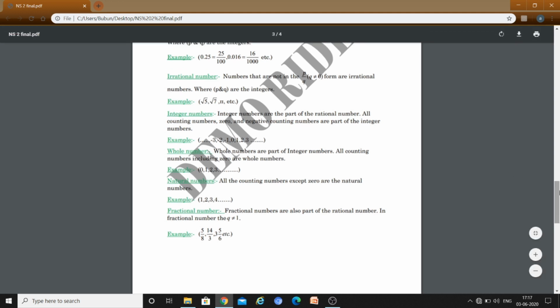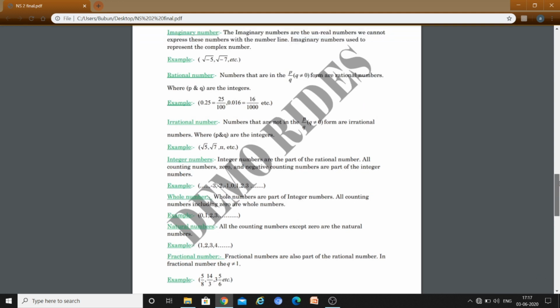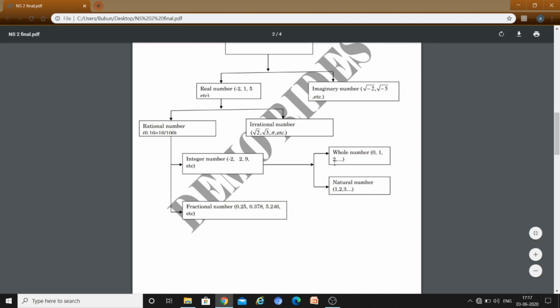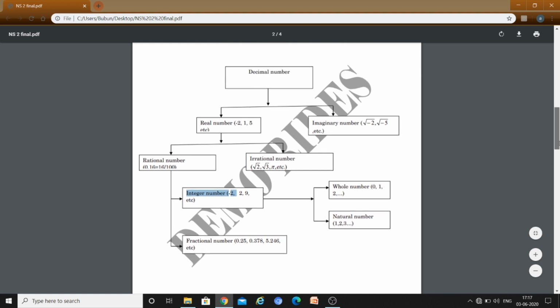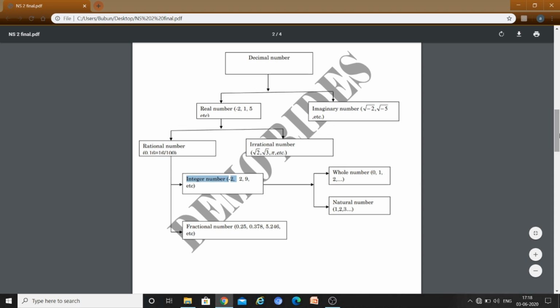Okay, now whole number. Look at the table. The whole number is a part of integer number. See, this table is very important to remember all these numbers. Okay, so pause the video and write it now.